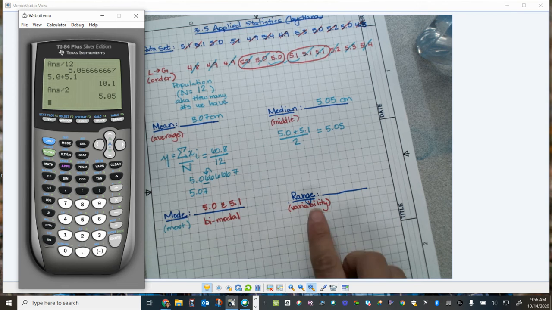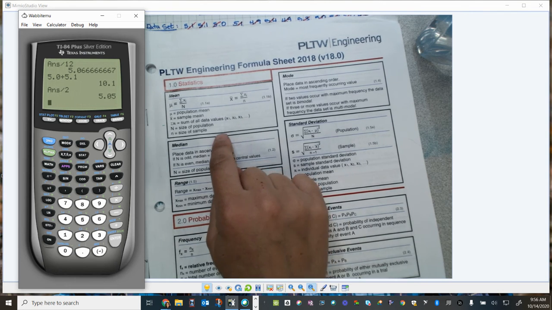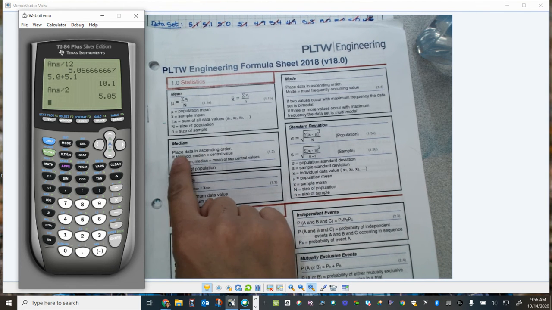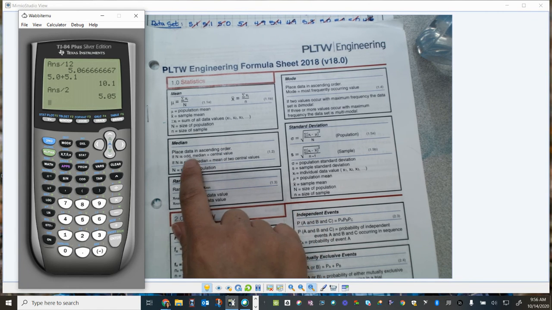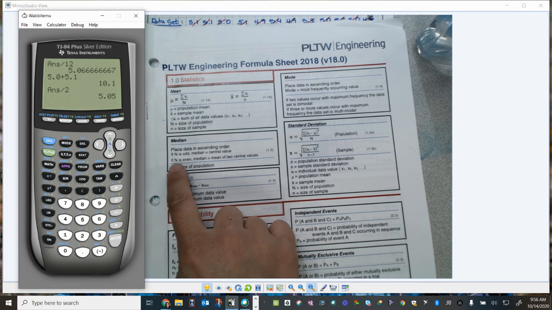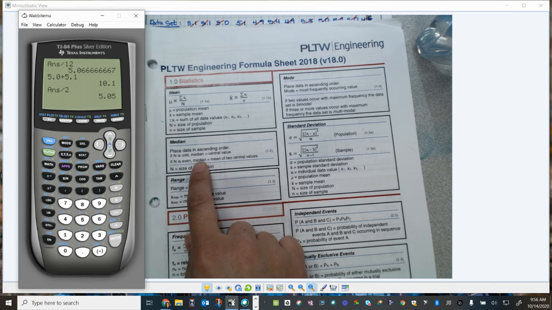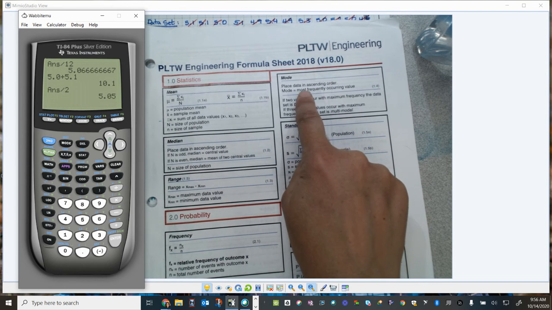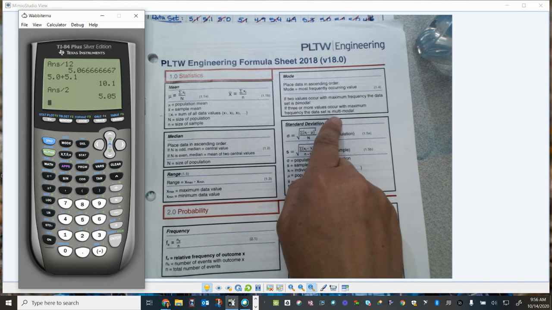Range is a measure of variability. If I keep looking at my formula sheet, which I forgot to do, so median we did: place data set in ascending order, that means least to greatest. We have an n that is even, so our median is the mean of the 2 central values. That means we take the average of the middle numbers, which we did. Mode, we put our data in order and found the most frequently occurring. If 2 values occur with maximum frequency, it's called bimodal. If we have 3 or more, that's called multimodal.